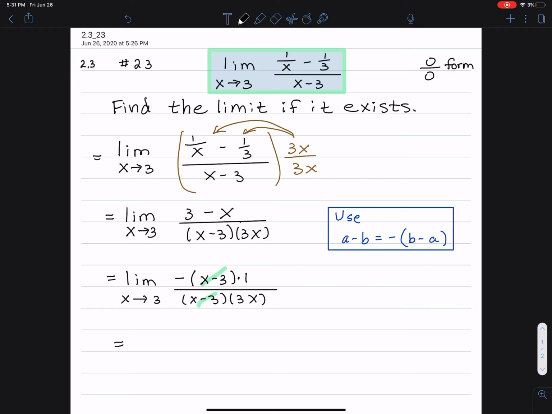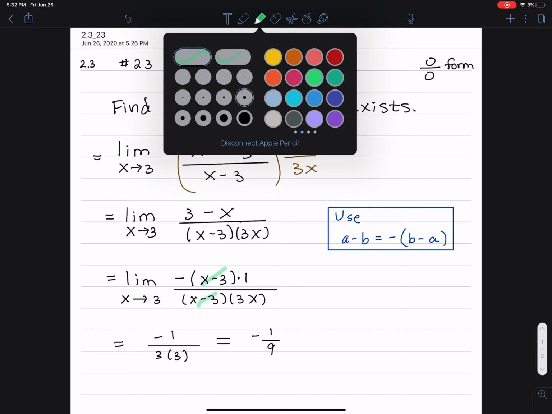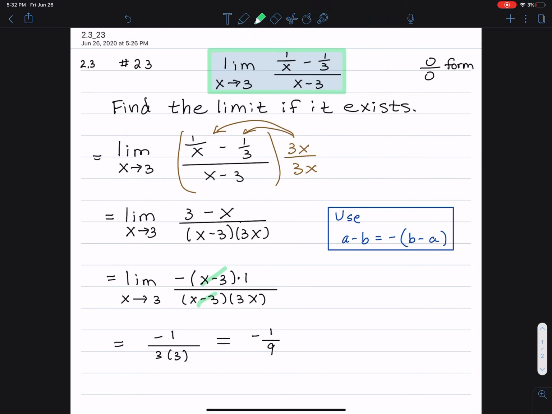Once I plug the number 3 into my limit, I'm no longer going to write the word limit. In the numerator, I have -1. In the denominator, 3 times 3. The final answer appears to be 1/9. No, -1/9. Take out the highlighter and highlight that. That's our answer.